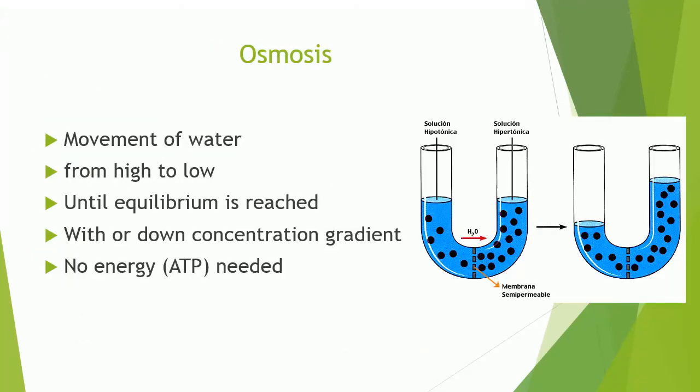Osmosis is the movement of water from areas of high concentration to low concentration until you get equilibrium. And it's going to be with or down the concentration gradient, and it's not going to need any ATP, no energy required, because it's going from high to low. If you look at the picture on the right, it shows water moving from the left side to the right side across a membrane in the middle.